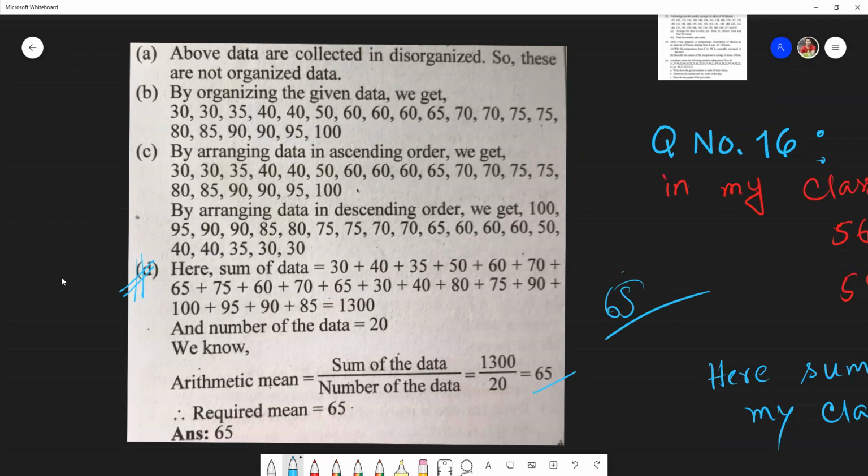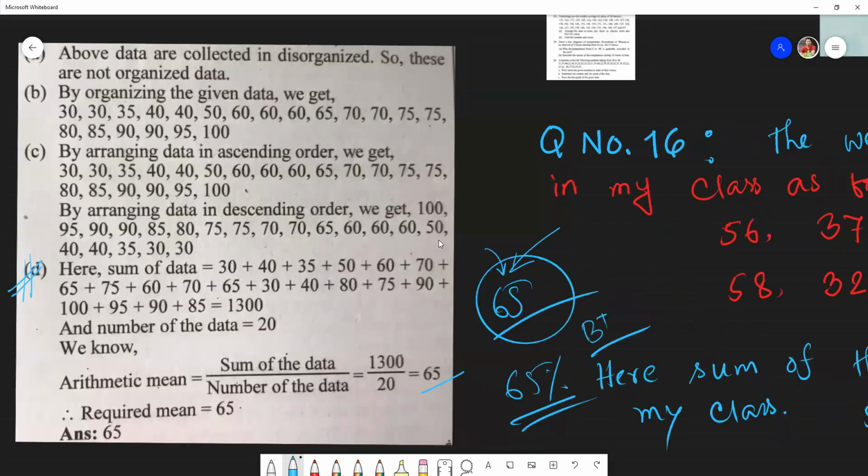Inside this number there is a highest scorer, a lowest scorer, everyone. That means this is the average score. If we consider the percentage here, the average is 65%, we can also say. That means all students are around the B plus category. Clear? Okay. Now next question.